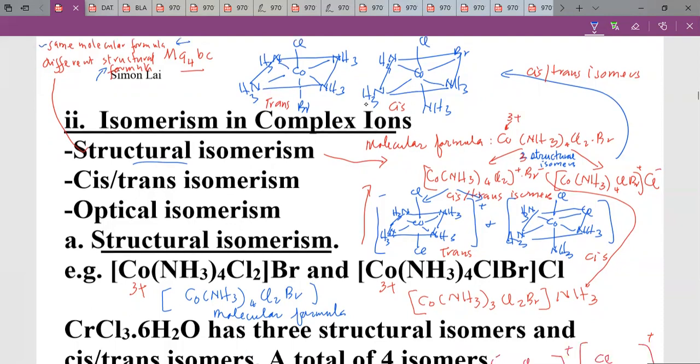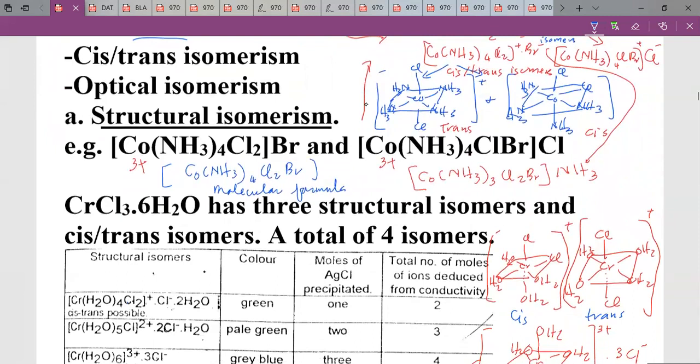Now, the first 2 examples are here. It's cobalt 3, NH3 bracket 4, 4 ammonia, 2 chlorine, and 1 bromine. Of course, chlorine is minus here, and ammonia has charge 0. So the whole complex is 3 plus, and the whole thing will be charged 0. Now this is called the molecular formula. This is how you write it: Co(NH3)4Cl2Br.